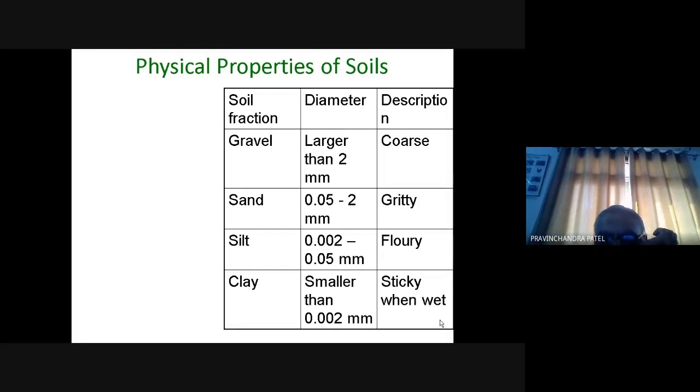Then gravels are coarse, sand is gritty, silt is floury, just like wheat flour, and so on. Then clay is sticky when wet. Suppose you take the clay particle and wet it, you add the water, then it is sticky in nature. So clay is sticky in nature.